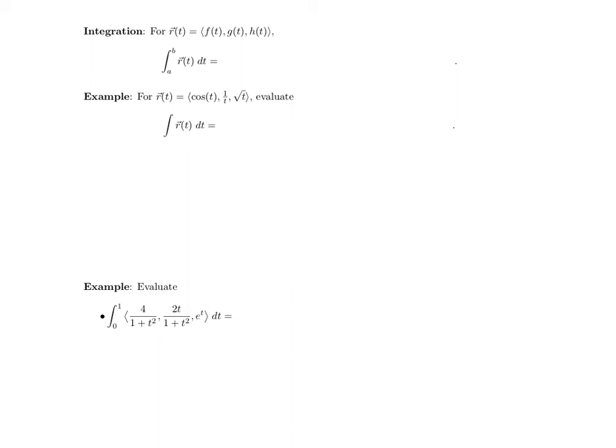To differentiate a vector valued function, we differentiate it term by term. To integrate a vector valued function, we also integrate term by term. So if you wanted the definite integral of a vector valued function, you would have a vector which is made up of the definite integral of the first component, and then the definite integral of the second component, and lastly the definite integral of that third component.